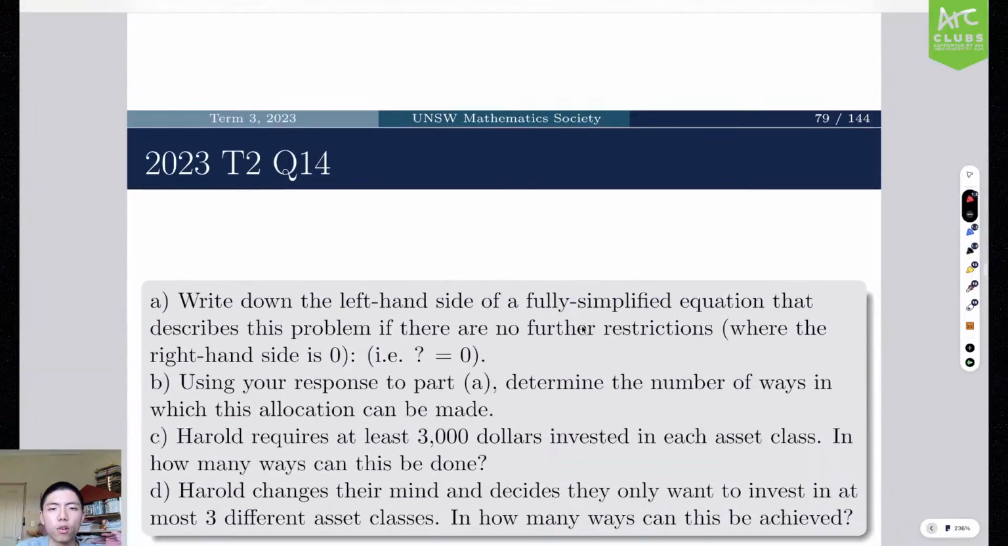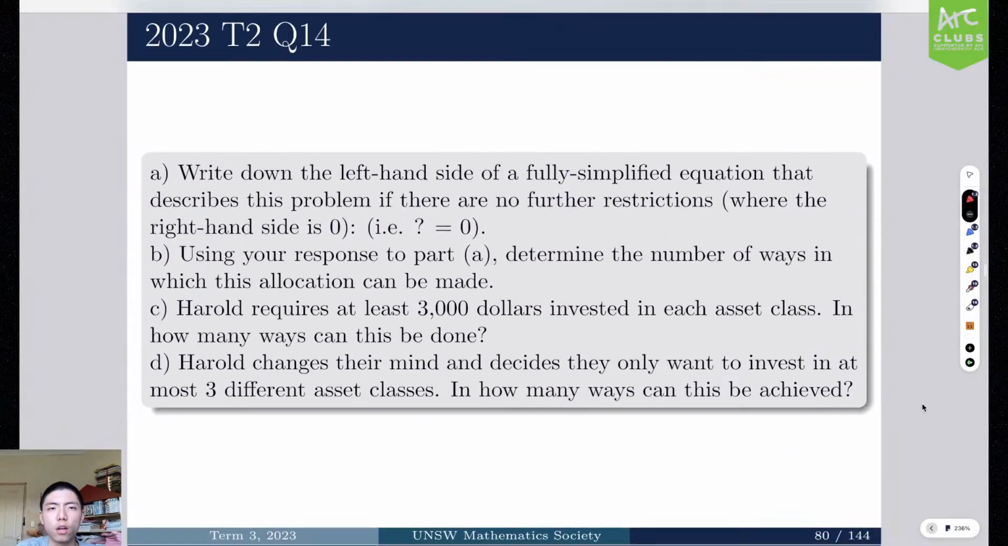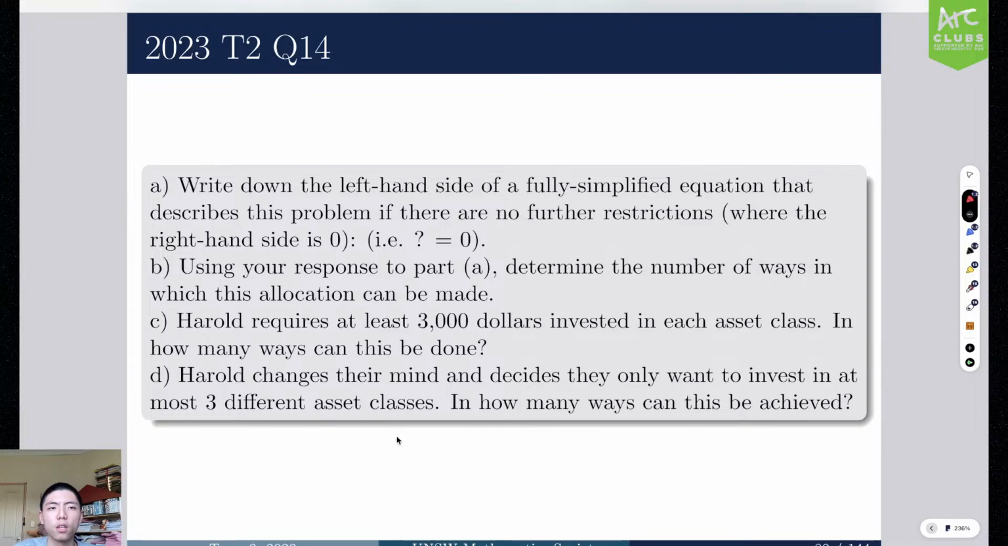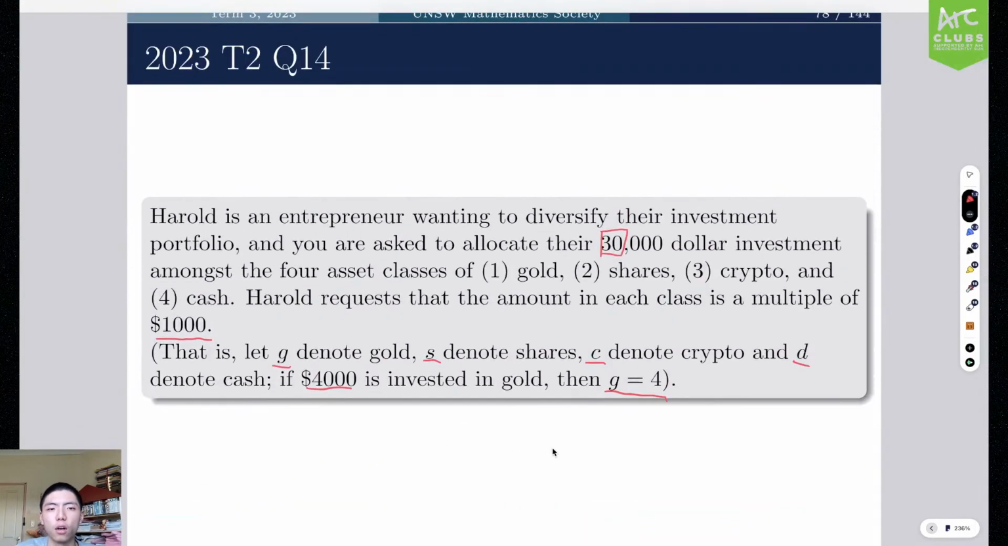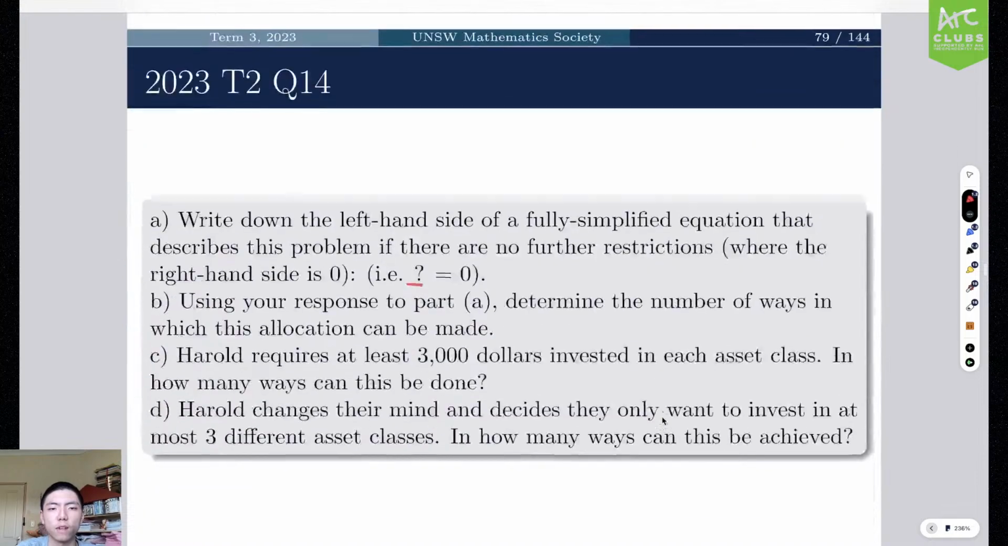Okay, so here are the questions that we need to do under this particular context. So we need to first write down the left-hand side of a fully simplified equation that describes this problem if there are no further restrictions. So where the right-hand side is equal to 0, what we're looking for is an equation that allows us to express all of the information that we were just given in the question without needing to have all of the shares, gold, crypto, cash, and that kind of stuff in full.